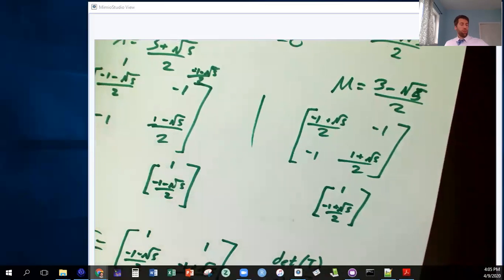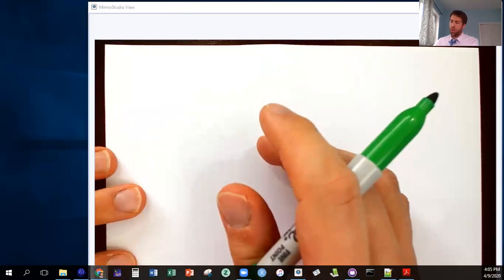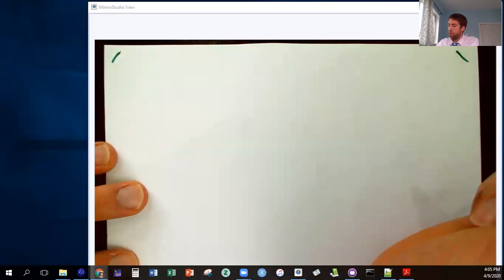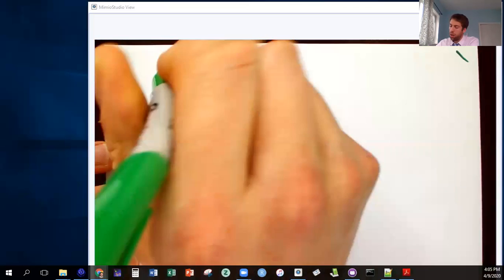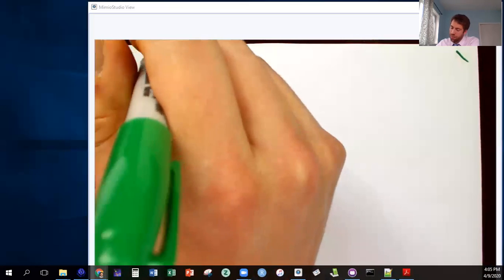And we move to a new page. Simplify that. If you're kind of lost with the algebra there, I just recommend doing it yourself. Everyone's got their own favorite way to divide by square root of 5.